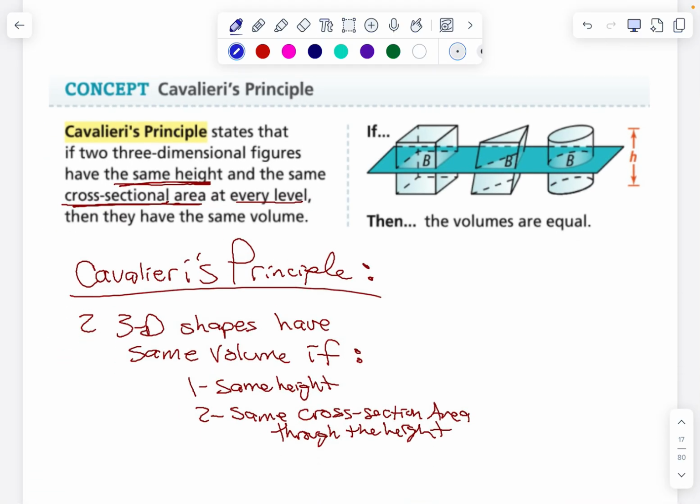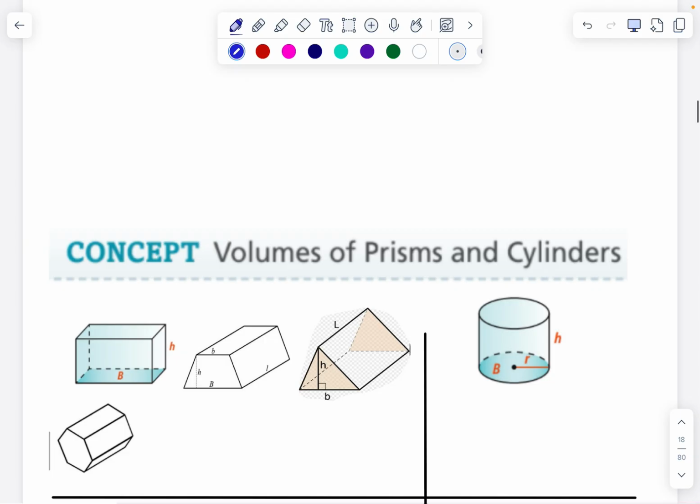So that's called Cavalieri's principle. You can read it, I'll help you read it. If two 3D figures have the same height and the same cross-sectional area at every level, then they have the same volume. So if we compare a rectangular prism, a triangular prism, and a cylinder, as long as their height is the same and the area of their cross-section is the same when we slice through, then the volume's the same. Okay? So that makes sense.